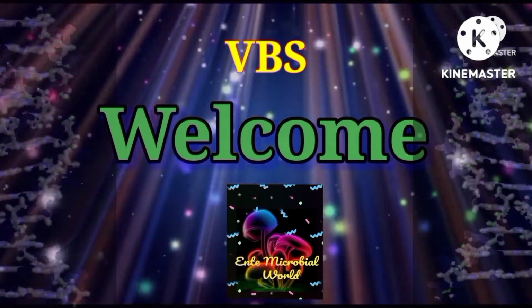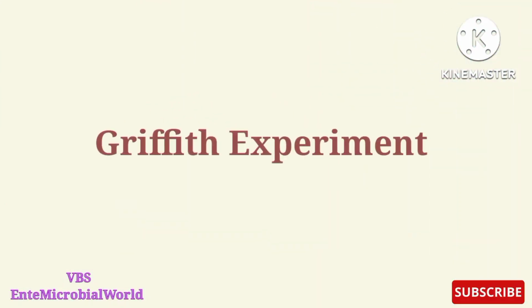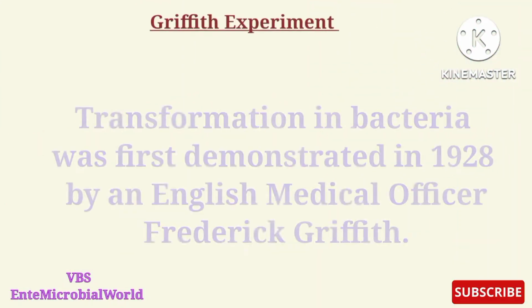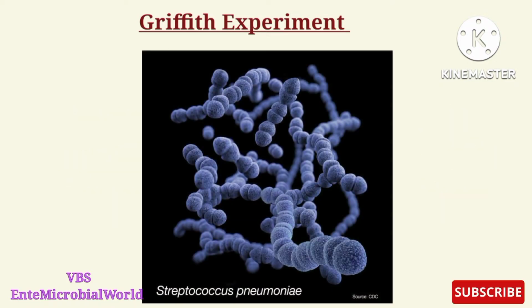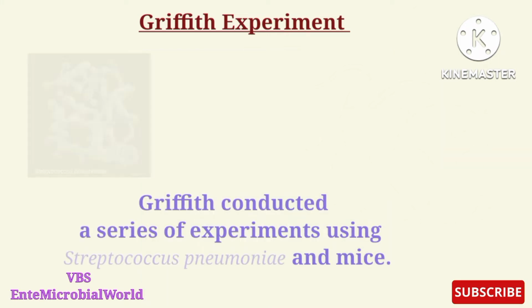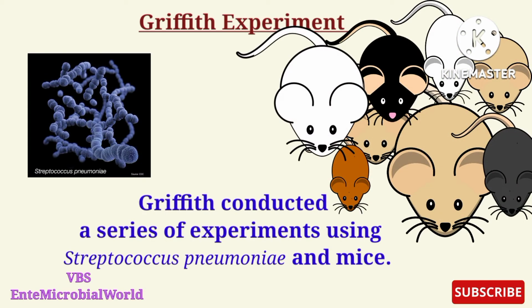In this video, we are going to see about Griffith Experiment. Transformation in bacteria was first demonstrated in 1928 by an English medical officer, Frederick Griffith. Griffith was researching about the distribution of pneumococcal types. Griffith conducted a series of experiments using Streptococcus pneumoniae and mice.